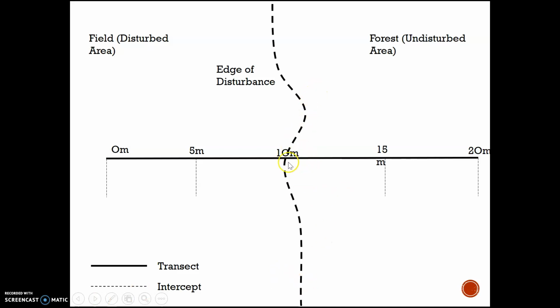We've got the edge of the forest. 10 meters is going to be the forest edge. 0 and 5 are going to be in the disturbed area, and 15 and 20 are going to be in the forest or the undisturbed area.